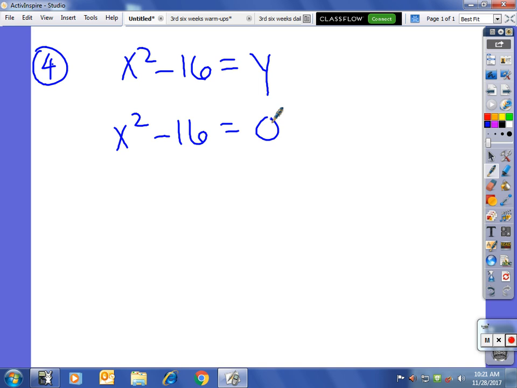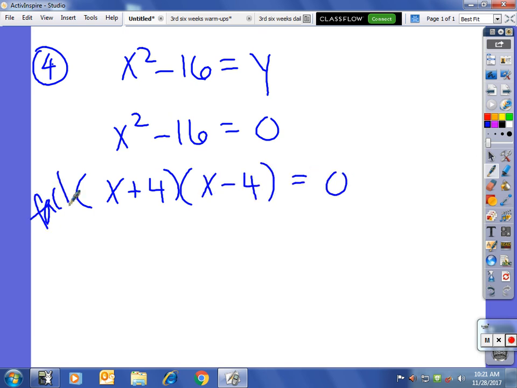Difference of two squares. This is the difference of two squares, which is actually very easy to factor. What does this factor into? X plus 4, x minus 4. And again, please make sure you know the difference between factors and solutions. The parenthesis part is the factors. Those are not solutions. Solutions are just what does x equal?